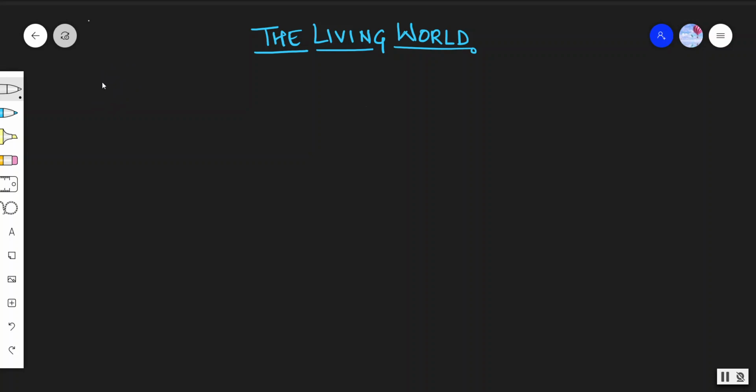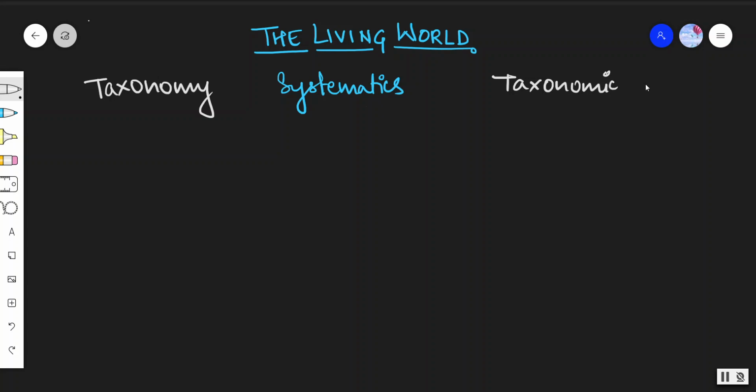So the terms related are taxonomy, then systematics, and then taxonomic categories. Okay, these three terms we are going to discuss today. So starting with taxonomy.